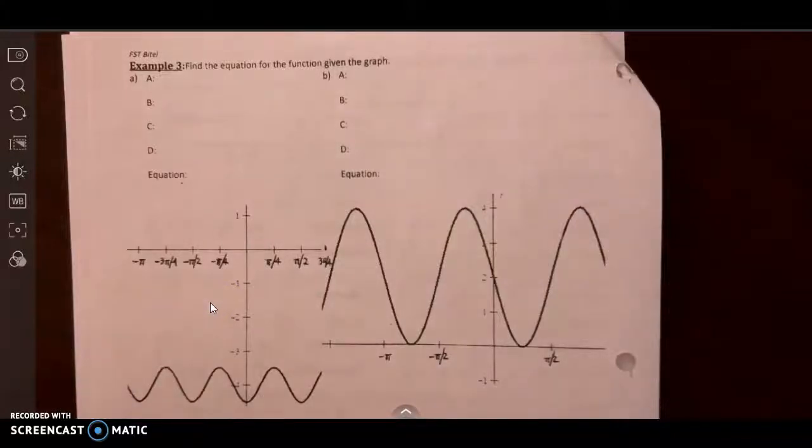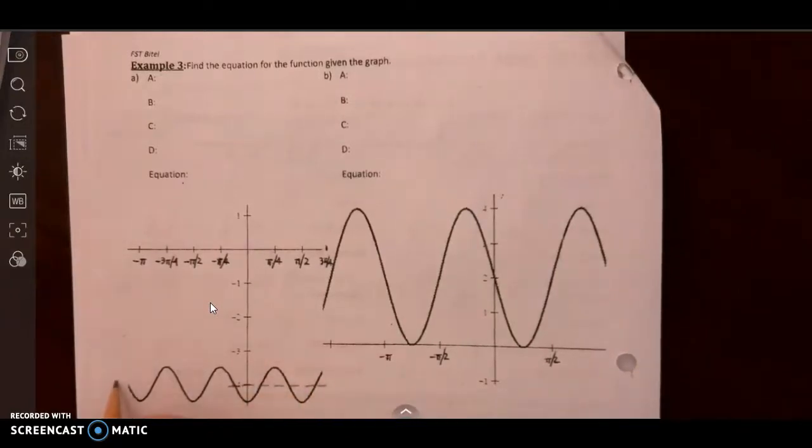In example 3, we're going to be looking at the graph in order to find the A, B, C, and D values and write the equation. So our first step is always to first draw the axis. And the way we know that we've drawn our axis in the right place is that the distance above and below the axis is the same.